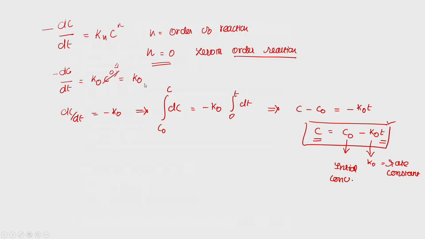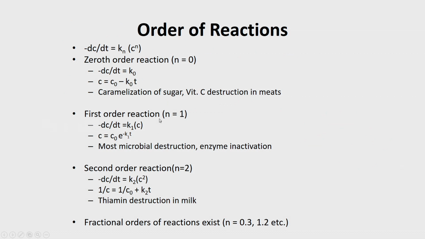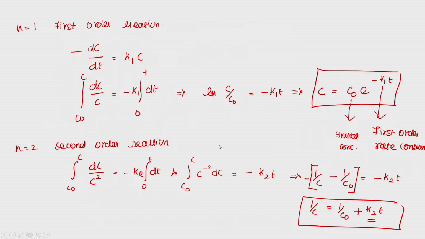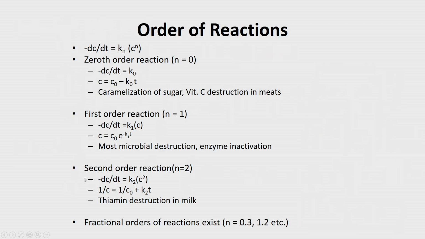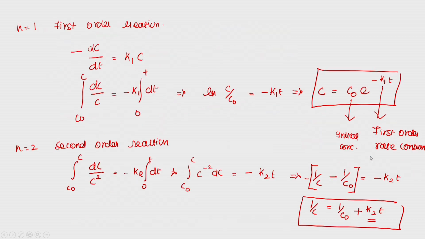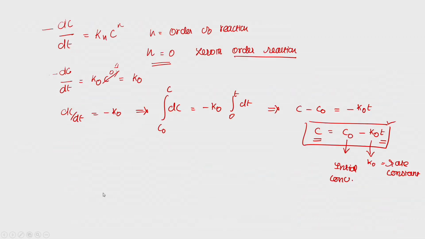So, for a zeroth order reaction, your C is nothing but C naught minus K naught t. So, we have derived here C equal to C naught minus K naught t, and for a first order reaction, C is equal to C naught e power minus K1 t, and for a second order reaction, 1 upon C is 1 upon C naught plus K2 t. So, that is what we derived here, right.